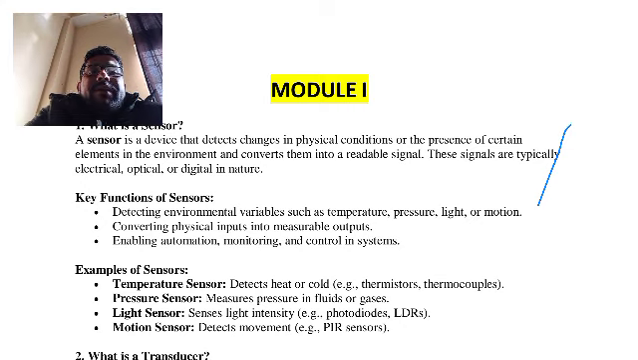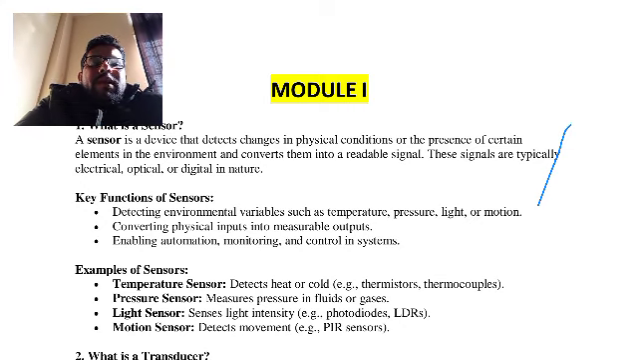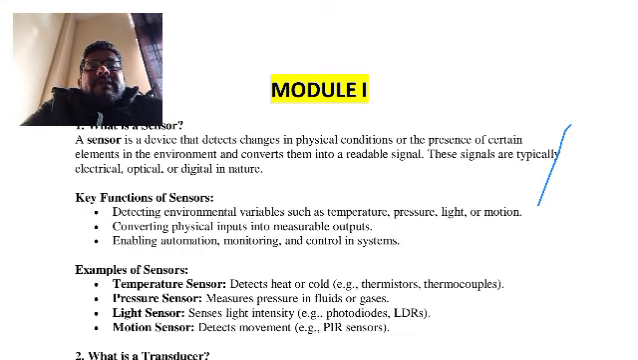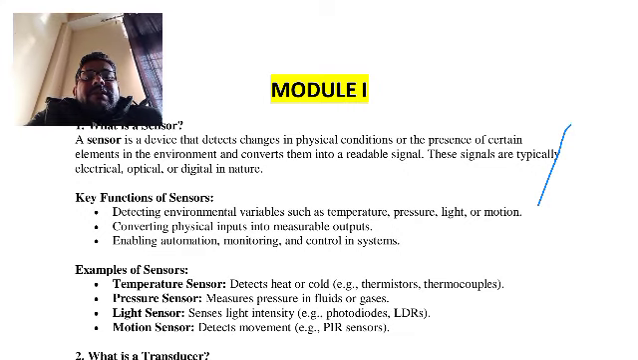a temperature sensor detects temperature. A pressure sensor measures the pressure of fluids and gases. A pressure sensor may be a Venturi tube. A temperature sensor may be a thermocouple, thermistor, or RTD. Then there are light sensors, which sense light intensity, like the photodiode and LDR. A photodiode generates an electric output when light is incident on it. Similarly, an LDR, light dependent resistor, changes its resistance when light is incident.